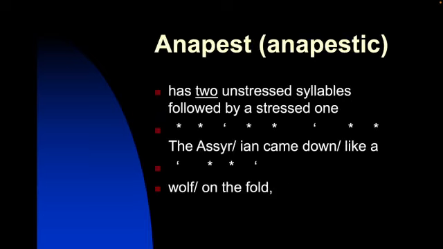We also have the anapestic or the anapest. Now this one is going to have two unstressed syllables followed by a stressed one. And again, you can see where I've got the unstressed being marked by stars and the stressed ones being marked by the apostrophe. The Assyrian came down like a wolf on the fold.